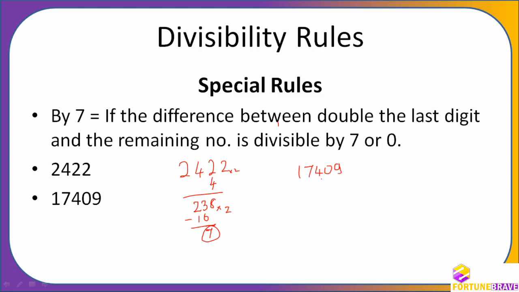Same way you can take 17409. 9 doubled is 18, so I remove 18 from 1740 and get 1722. Then 2 into 2 is 4, so 172 minus 4 is 168. 8 into 2 is 16, so 16 minus 16 you will get 0. If you get 0 also, then it is divisible by 7.